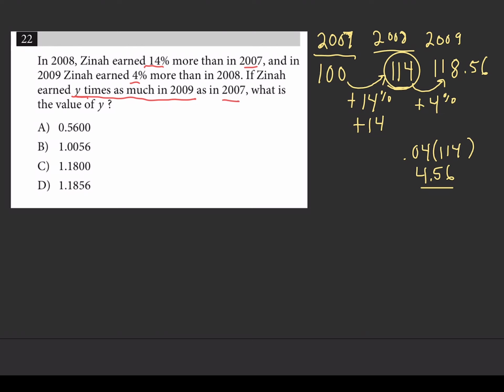Then the question asks, Zyna earned y times as much in 2009 as 2007. What is the value of y? So they're comparing 2009 to 2007. How many times bigger was 2009? Well, 2009 in my example came out to be 118.56. And for 2007 I had used the 100. So you can see that 118.56 compared to 100 is, well, dividing by 100, I'm just going to move the decimal point 2 places. That means it's 1.1856 times as big as it was to start. So the answer is D.